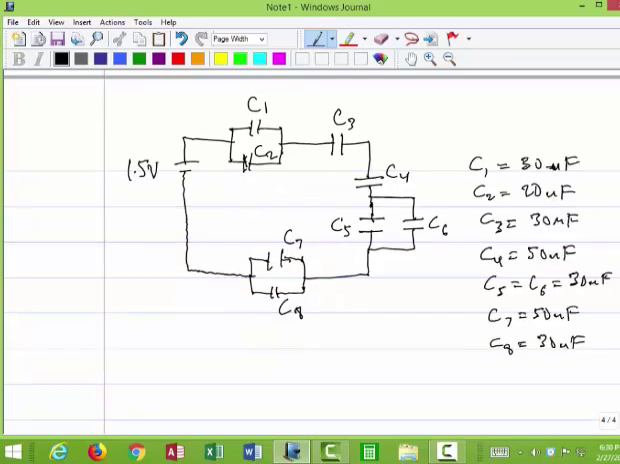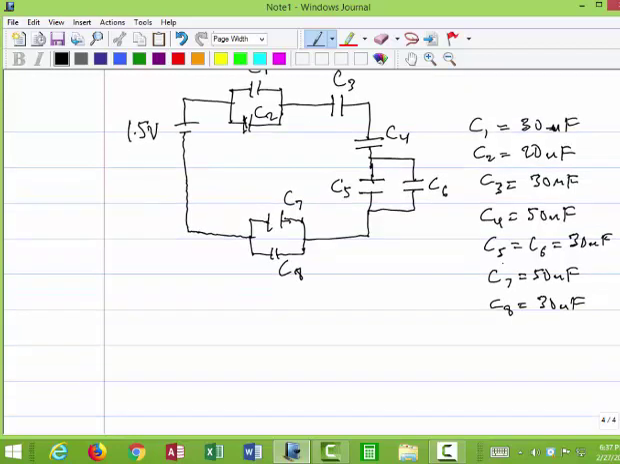So as you're working through it, redraw the circuit each time and write C equivalent 1, C equivalent 2, and so on, so that you can keep track of it. So redraw the circuit each time as you go through it. Okay, so it looks like a lot of you are done.